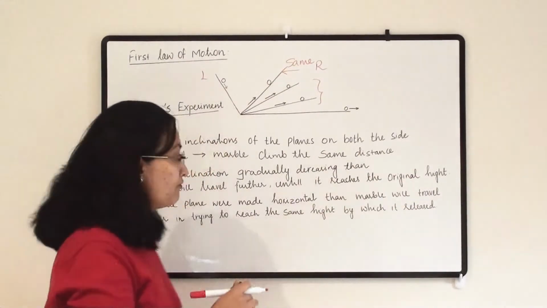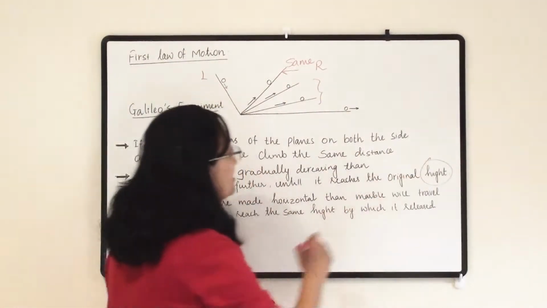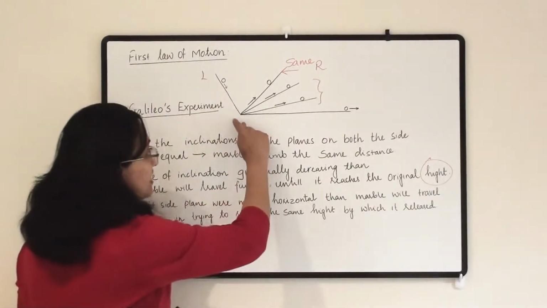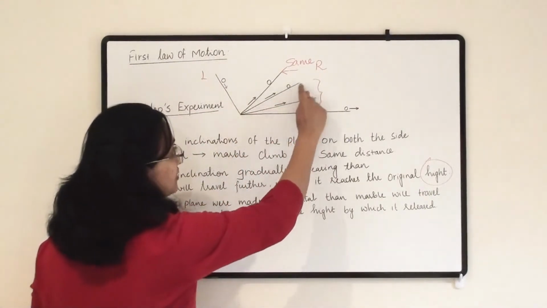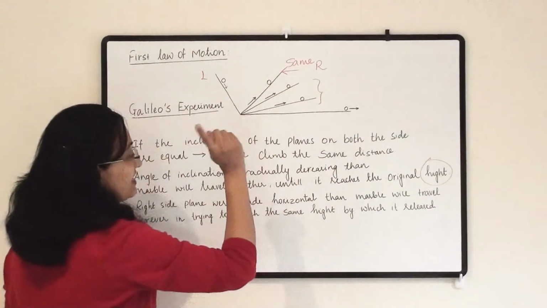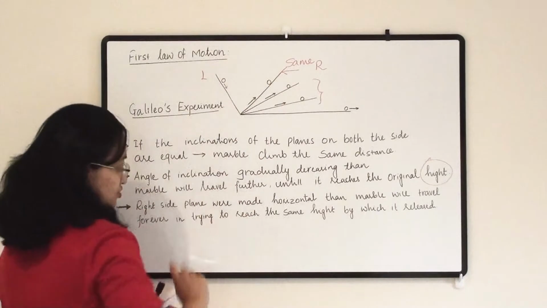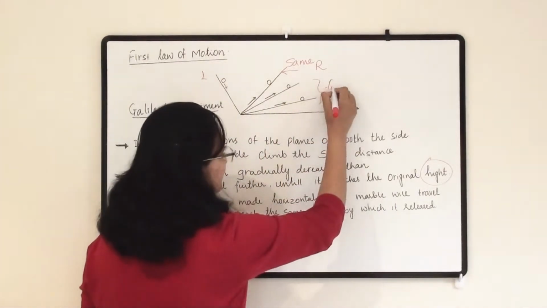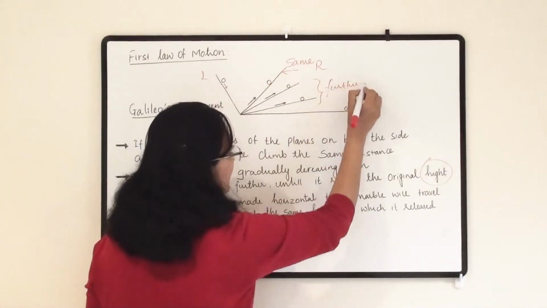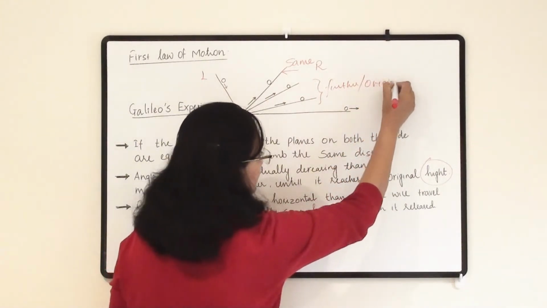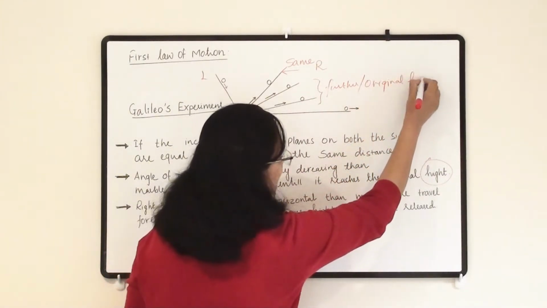What is the meaning of original height? It is the height from where we have left it. Until it achieves the original height, it will go on and on in that direction, and it will travel farther compared to the first situation. It will achieve the original height from where we dropped it.